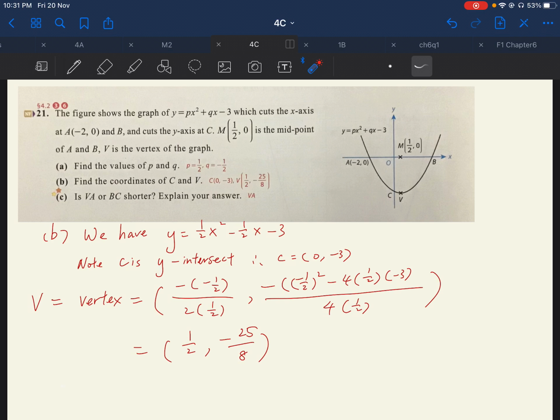Part B. Part B is easy now because I have all the numbers I want. P and Q are all found. So this is the function. For the point C, it's just the y-intercept. That means it's going to be 0 and then the number C, I mean the constant term, so negative 3. For the vertex, just use the formula. So you should have this.